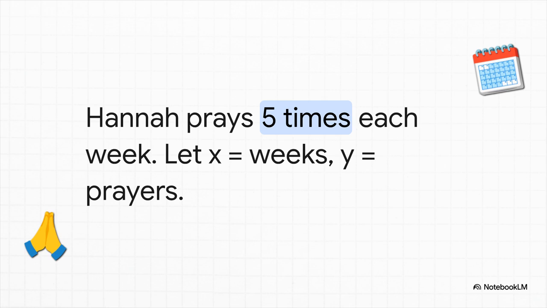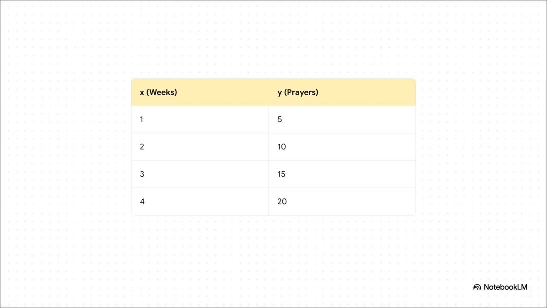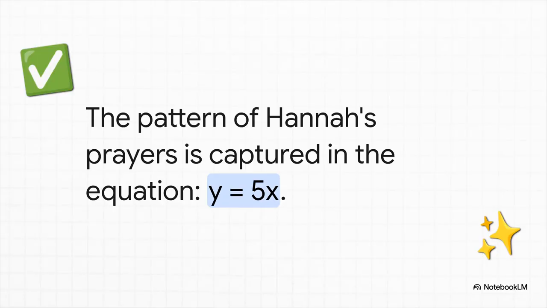Okay, so to prove this isn't just a one-off trick, the lesson immediately pivots. We go from the battlefield all the way to a really personal story of devotion. This time, it's about Hannah's prayers. And what do you know? We see the exact same thing happen again. The number of prayers Hannah says each week creates another clean, totally predictable set of data. And that, in turn, gives us our second equation, y equals 5x. The math, the logic behind it is exactly the same. It doesn't matter if you're talking about soldiers or prayers.